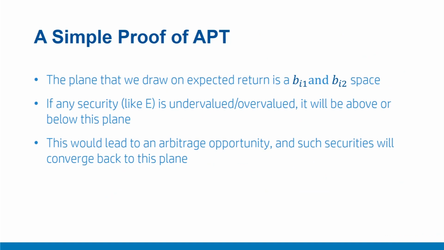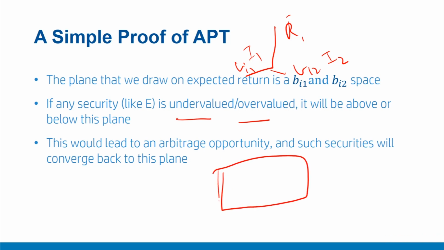This plane that we are discussing is made on 3 axes. Axis 1 is expected return Ri bar, then BI1, which is the risk or sensitivity with respect to index I1, and BI2, which is the risk or sensitivity with respect to index I2. So any security, whether undervalued or overvalued, at equilibrium will be driven towards this equilibrium plane.